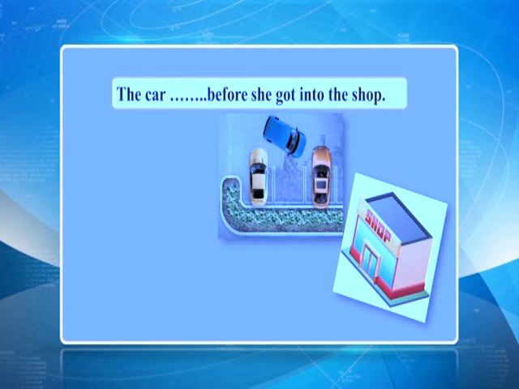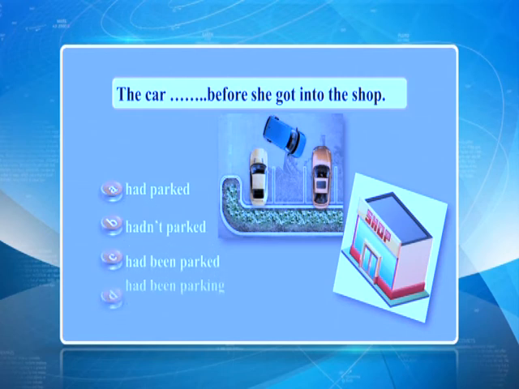The car, before she got into the shop, had parked, hadn't parked, had been parked, or had been parking. Okay, so be careful with this sentence. It doesn't seem straightforward. You need to think about the actions and also who did the action, who's the doer of the action, and who's the recipient of the action.